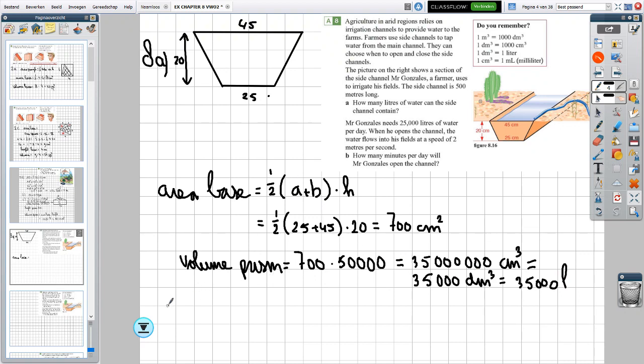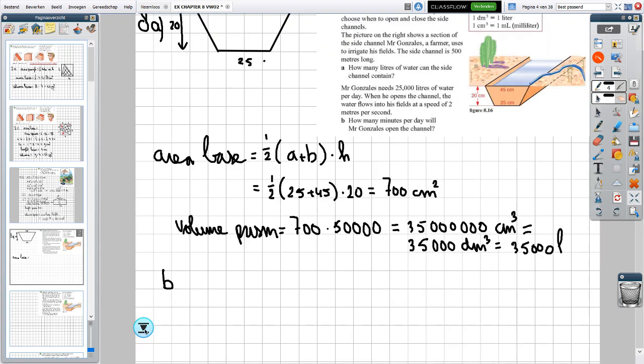For B, they state that Mr. Gonzalez needs 25,000 liters of water per day. When he opens the channel, the water flows into this field at a speed of 2 meters per second. How many minutes per day will Mr. Gonzalez open the channel? Okay, let's take a look.